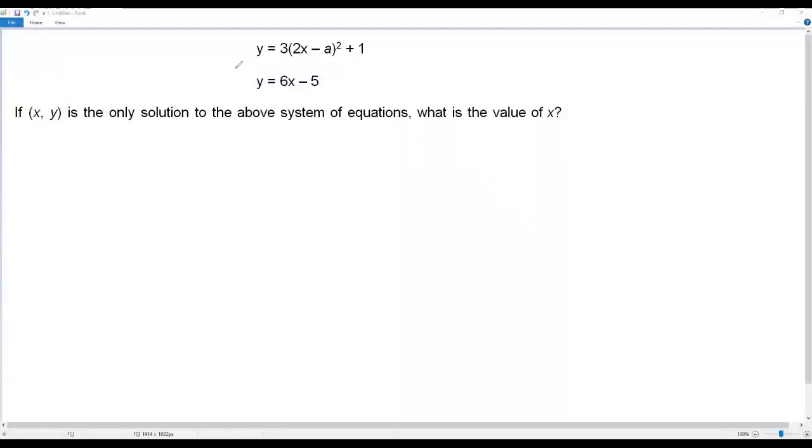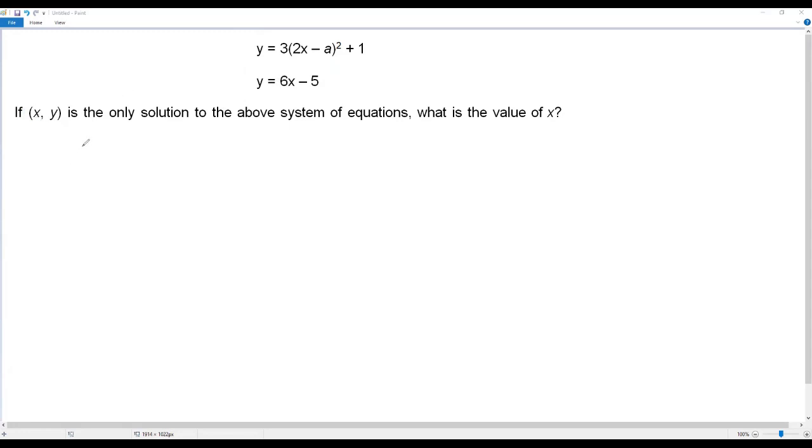Here we have a SAT math question. There is a system of equations over here: y = 3(2x − a)² + 1 and y = 6x − 5. If (x, y) is the only solution to the above system of equations, what is the value of x? In the only solution (x, y), we have to find the value of x over here.